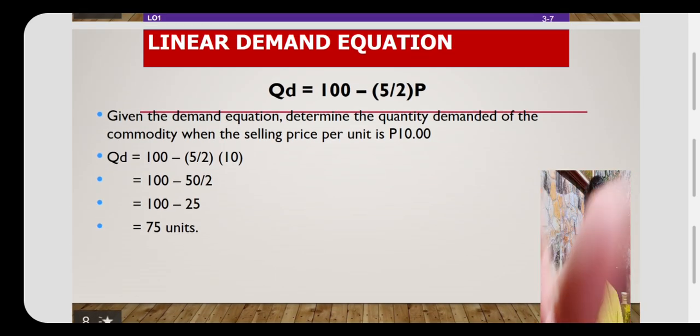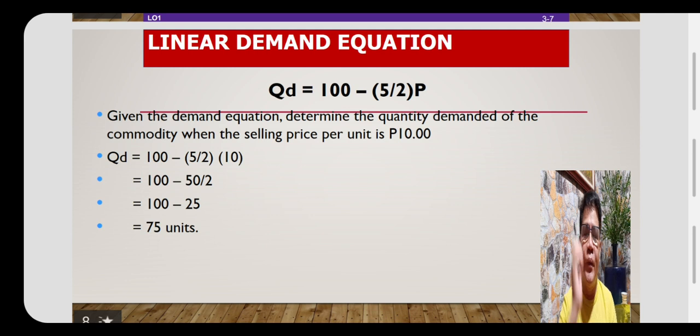Now, let us have another example. Suppose that the price per unit is 10 pesos. Earlier, our assumed price was 5 pesos. Now let us assume that the price will increase from 5 pesos to 10 pesos. So the given price now is 10 pesos. Using the same equation, quantity is equal to 100 minus 5 over 2P. What then will be the quantity demanded when the price is 10 pesos?